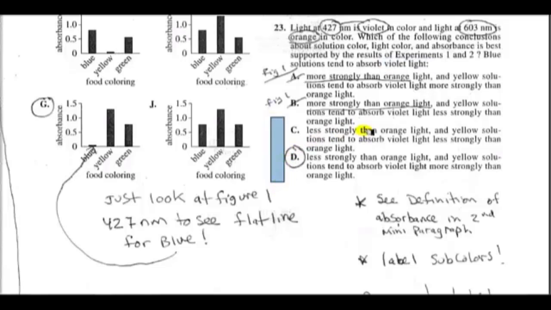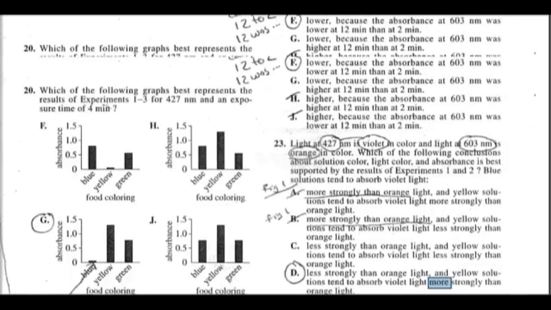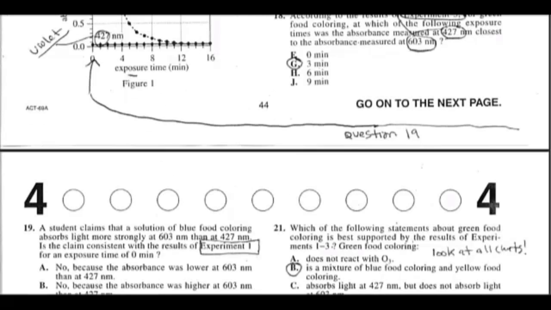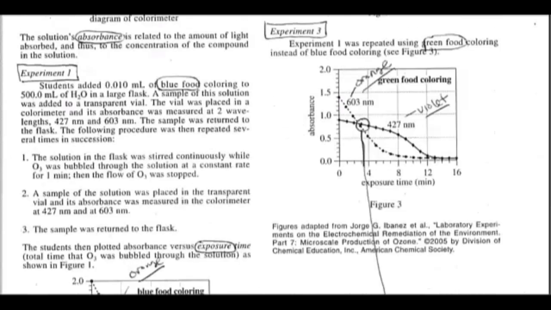C says yellow solutions tend to absorb violet light less strongly than orange light. And D says the same thing, only it says more than orange light. So now what we need to do is go up to Experiment 2 and see what happens here.